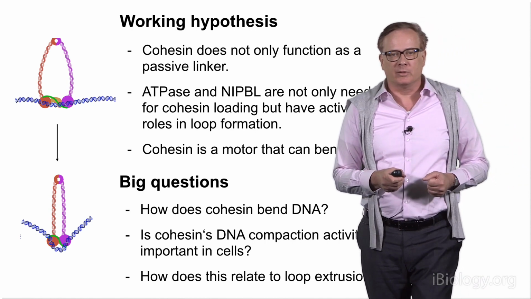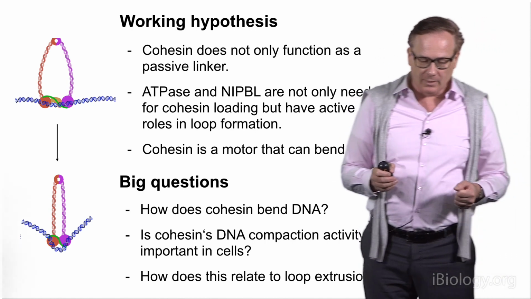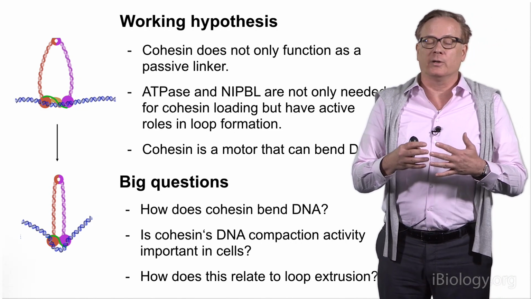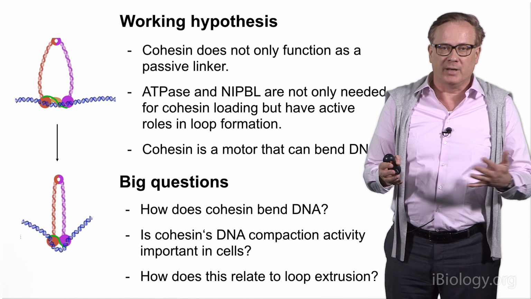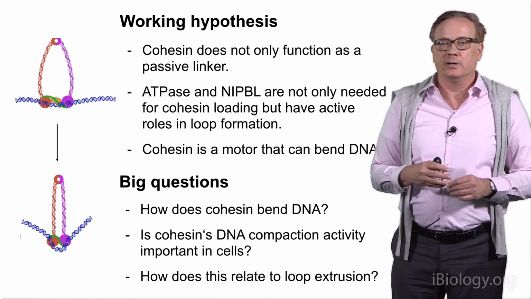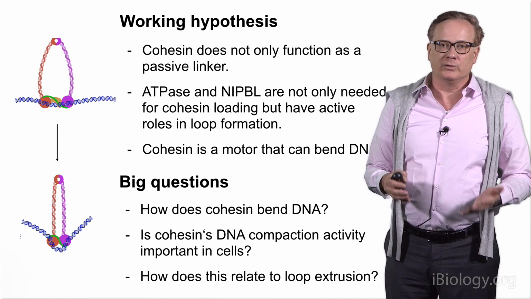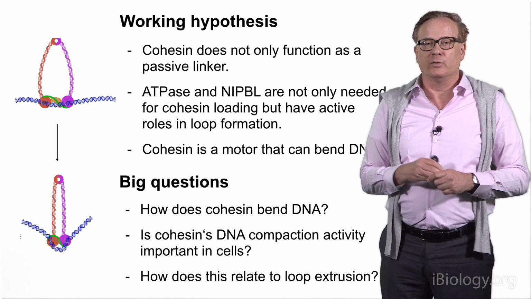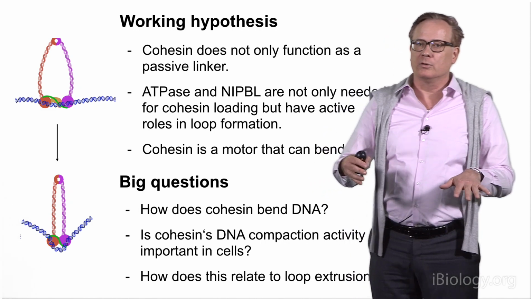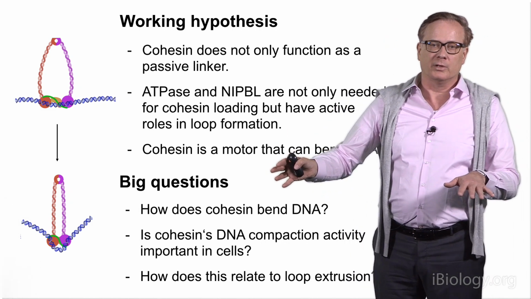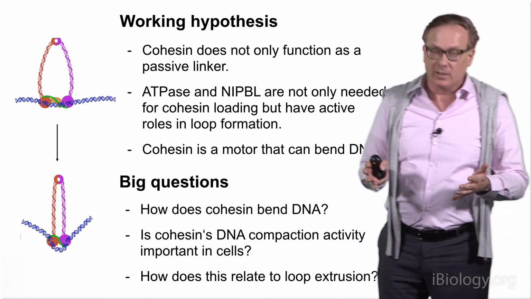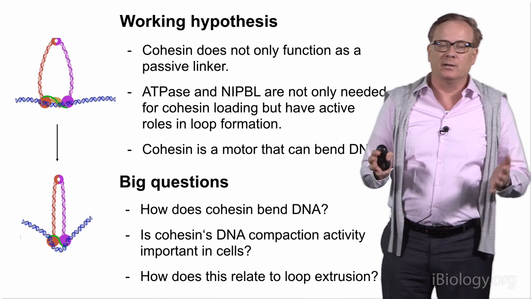And from these experiments, which are not published yet, we have reasons to believe, therefore, that cohesin can not only function as a passive linking molecule, which is what it seems to do during cohesion, but instead is an active motor and uses that activity to bend DNA. And we've also found that the ATPase activity and the NIPBL protein, which has previously been shown to load cohesin onto DNA, are needed for this motor function. And so that quite radically changes our view of how cohesin is functioning at the mechanistic level.